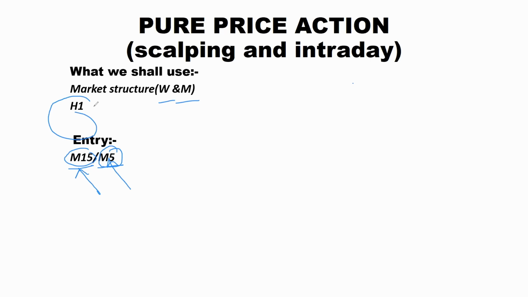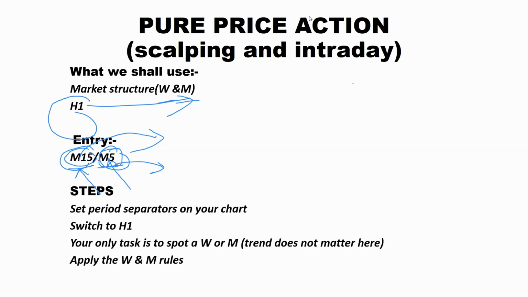How we're going to be using it is the structure is coming from H1, and then our entry is going to be M15. Then you can sometimes refine it in M5. That's how we're going to be using it. Some of you are very comfortable with M5, but some of you are comfortable with M15, so I'm going to be showing you how you can deal with both of them, right? So now let's look at the steps that you need to follow. Let me just clear this so that everything is clear.